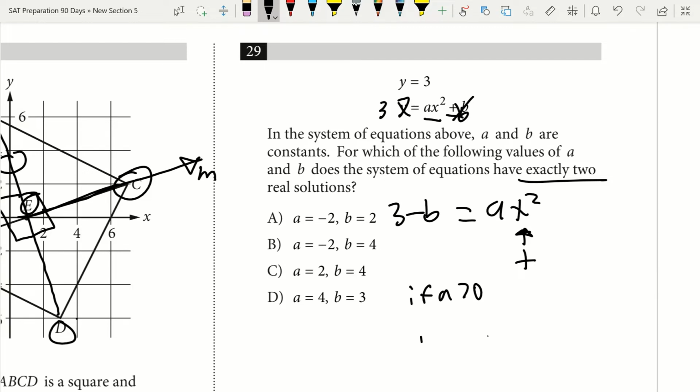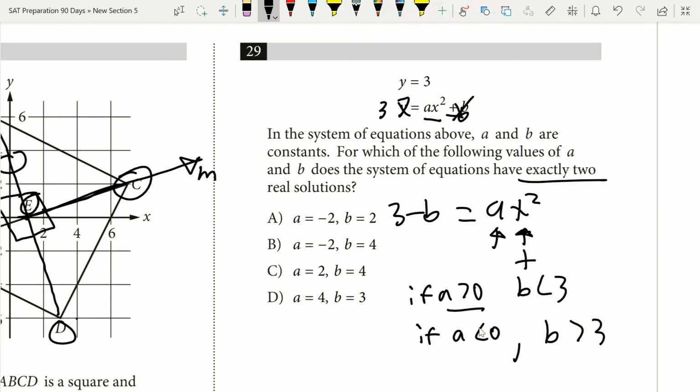Now what if a is negative, what if a is less than 0? Well, x squared is still positive, so then that's going to have to equal a negative number, so 3 minus b is negative. In that case, if a was less than 0, then b would have to be greater than 3, because we'd have 3 minus a number greater than 3. And if a is positive, then b has to be less than 3.